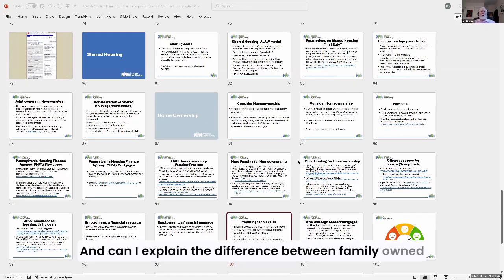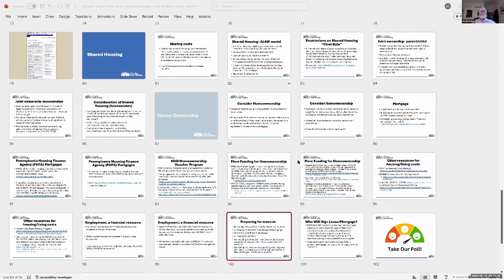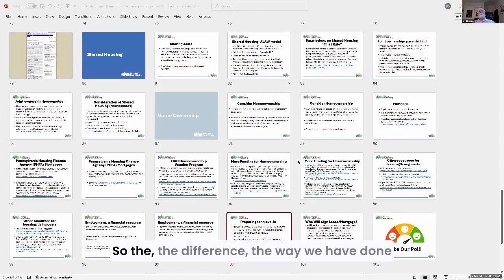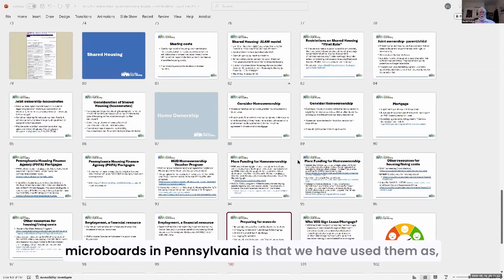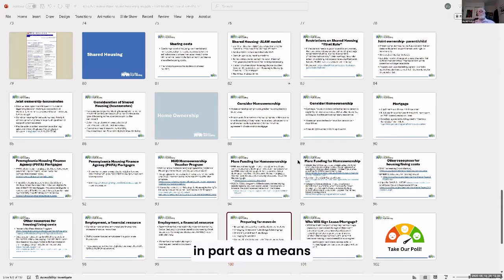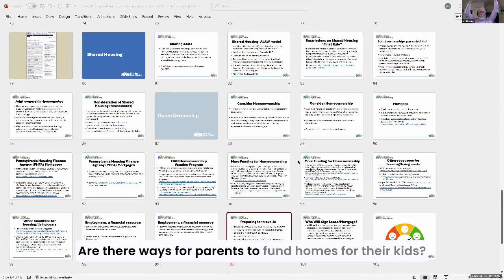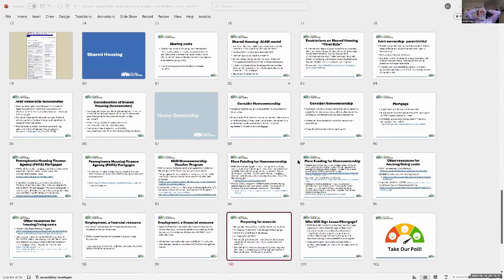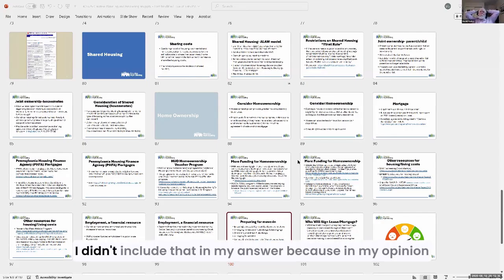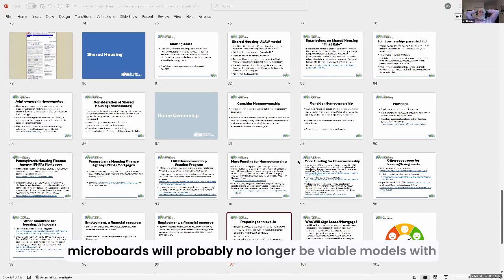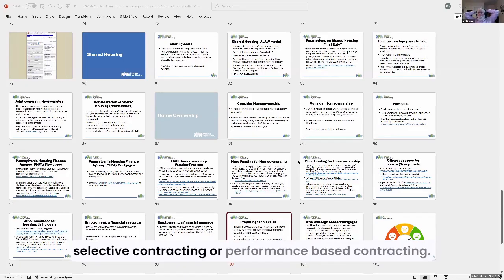Can I explain the difference between family owned with board model that he described and a microboard? So the difference, the way we have done microboards in Pennsylvania is that we have used them in part as a means of, getting back to the first question we started with, are there ways for parents to fund homes for their kids? A microboard was one way of doing that. I didn't include that in my answer because, in my opinion, microboards will probably no longer be viable models with selective contracting or performance-based contracting.